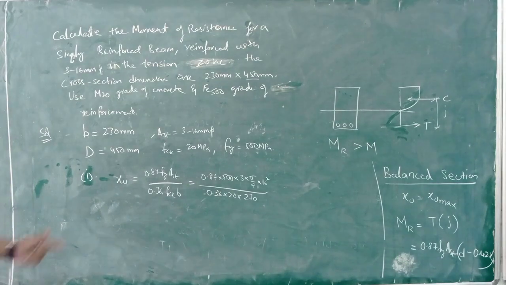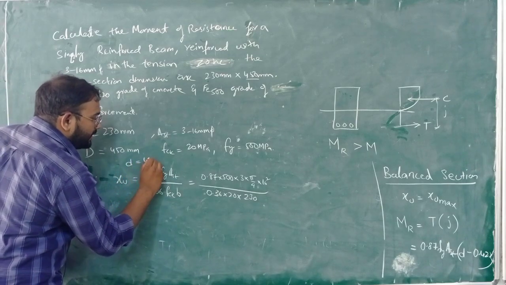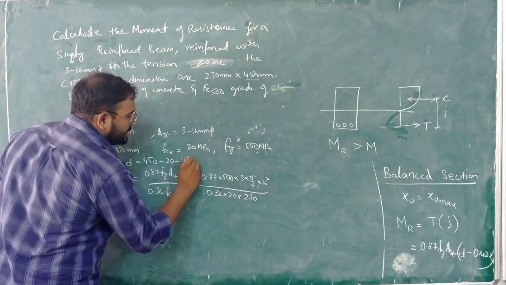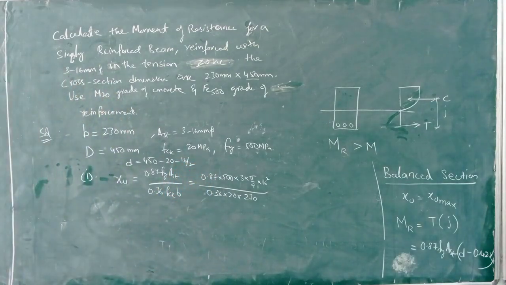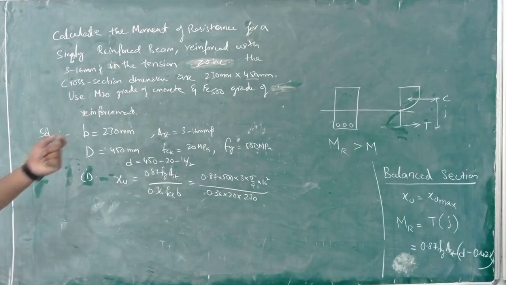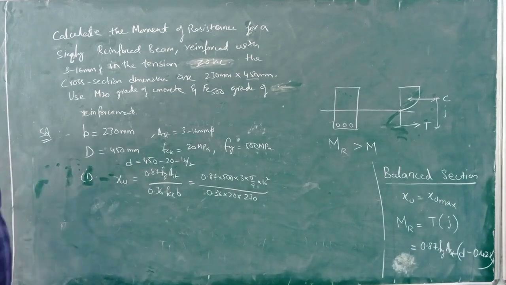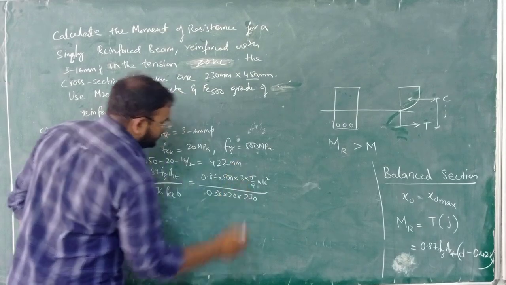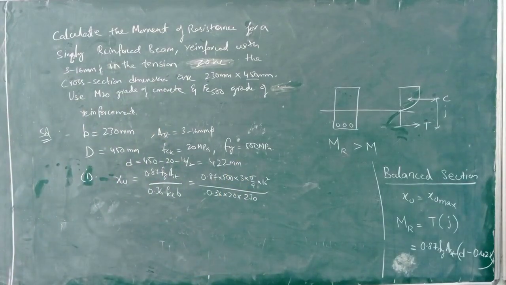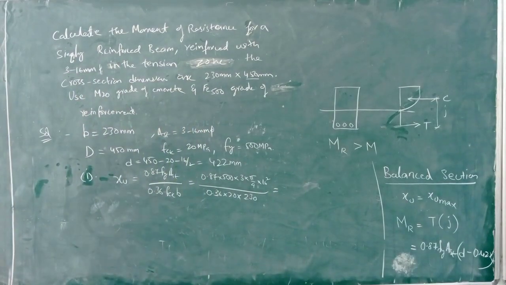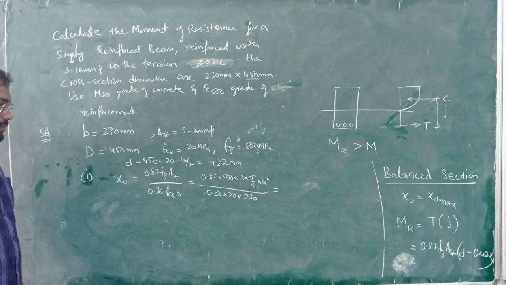So the first step is to calculate the actual depth of neutral axis. The actual depth of neutral axis is given by the formula xu equals 0.87 fy Ast divided by 0.36 fck b. So this will be 0.87 times fy, which is 500, multiplied by 3 into pi by 4 into 16 square, whole divided by 0.36, fck is 20, b is 230.